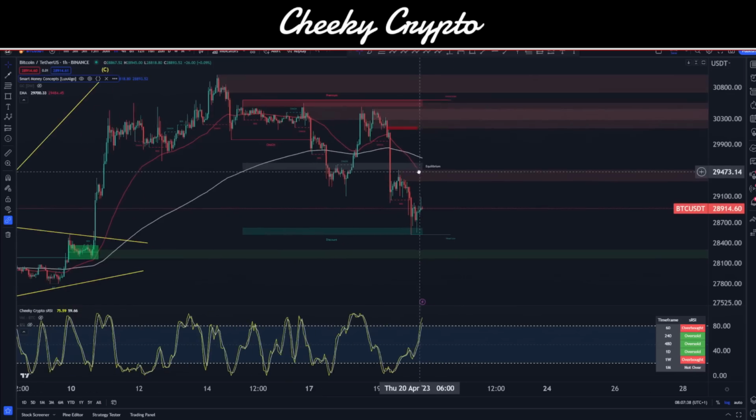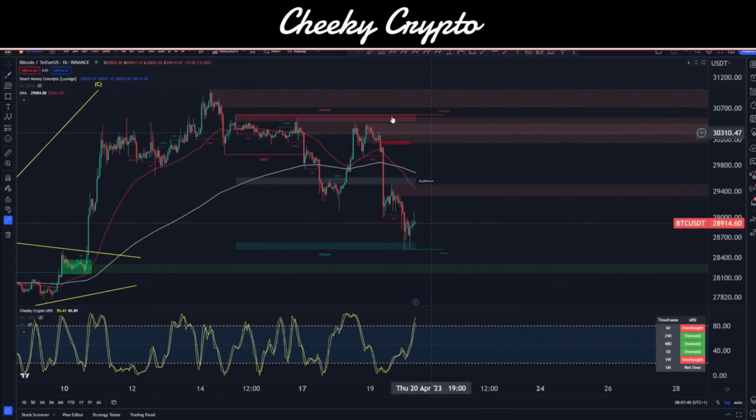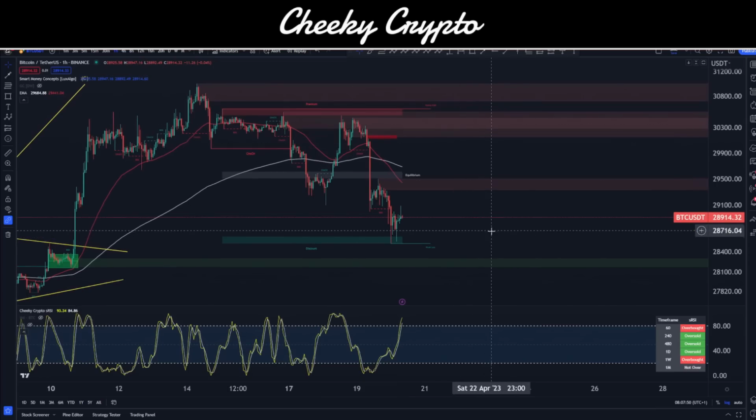We can also see that there's some internal order blocks right in here, these red ones, and there's a lot of them actually stacking up quite a bit here. There is also a fair value gap that was left behind up at $30,000, so a retest of that area. I'm not going to rule it out. I think it's definitely possible.